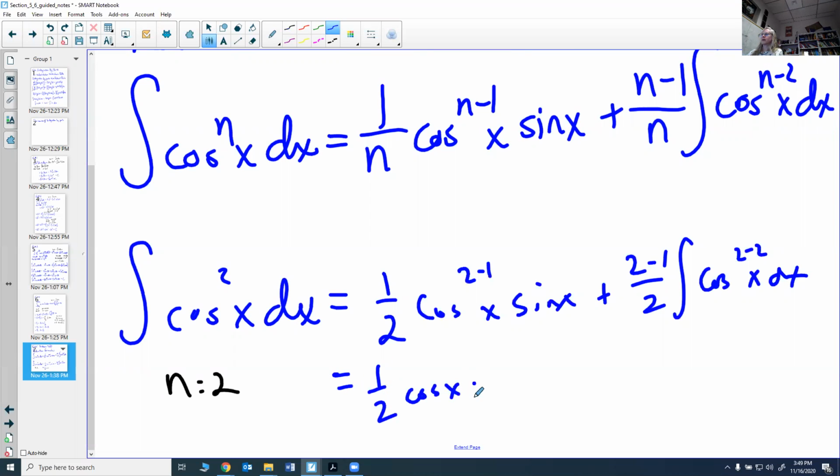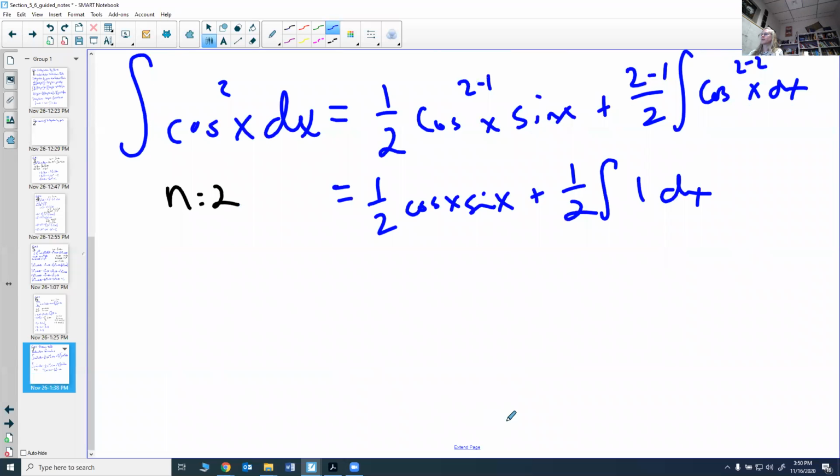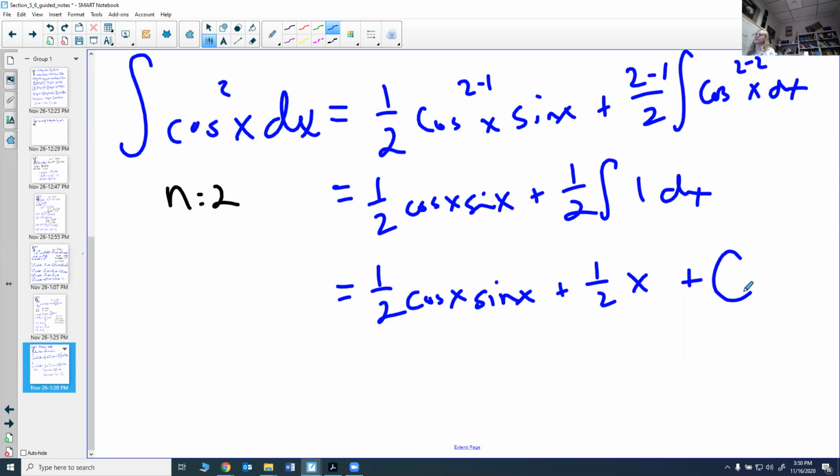That will get me 1/2 cosine of x times sine of x, plus 2 minus 1 is 1, so I get 1/2 the integral of cosine x to the 2 minus 2, that's cosine to the 0. That's 1, because anything to the 0 is 1, except, of course, 0 itself. Then it's indeterminate. So we get 1/2 cosine x sine x plus 1/2 times the integral of 1. The integral of 1, of course, is just x. Since we're done doing integrals, you put in the plus c. So that's how we use the reduction formulas. The reduction formulas are in textbooks, they're online, they're in tables of integral formulas, and that's how to use one of those.